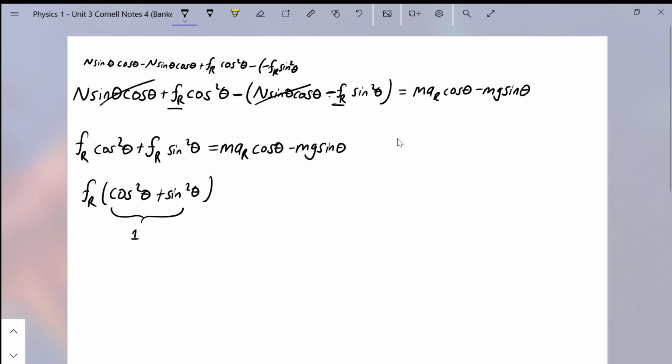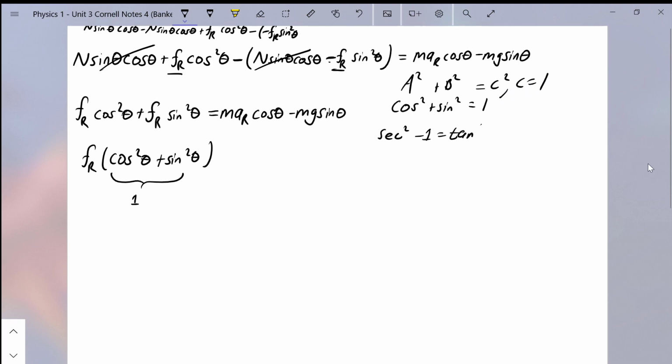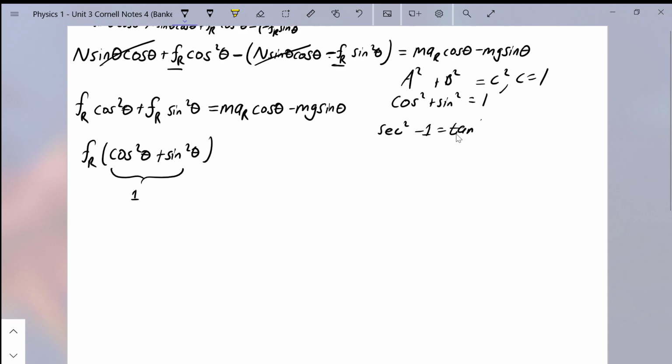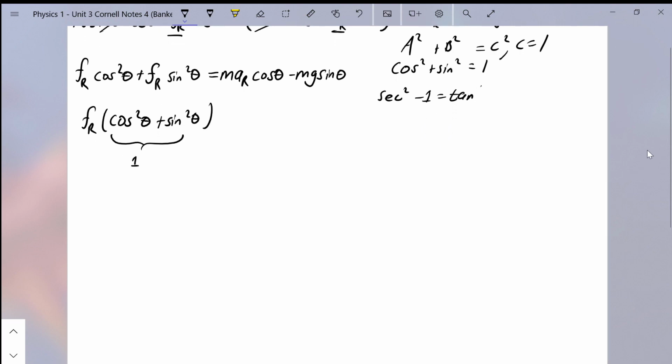1. There's about 3 of them. Cos squared plus sine squared is equal to 1. I think it's something like secant squared minus 1 is equal to tan squared. And then there's another one. I don't remember the third one at all. But these are all derived from Pythagorean identities, right? This is basically saying a squared plus b squared is equal to c squared, where c is equal to 1. So all of these are just different ways of arranging a squared plus b squared equals c squared.